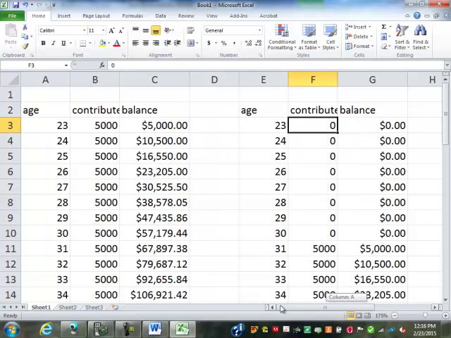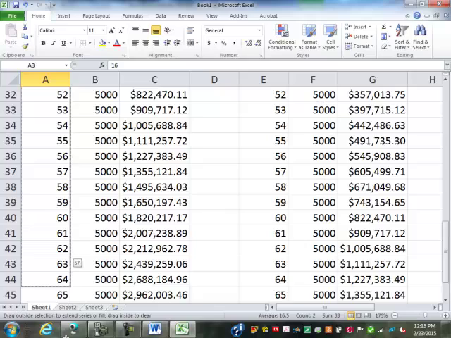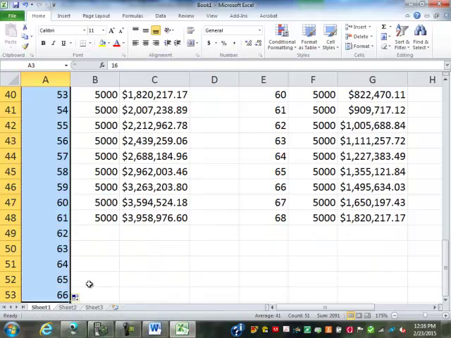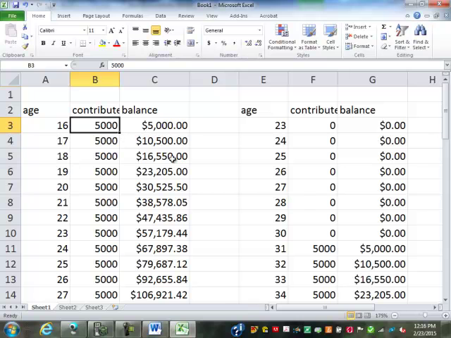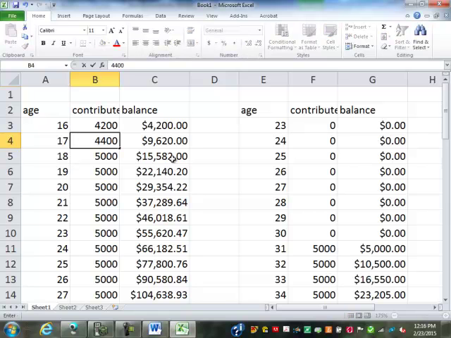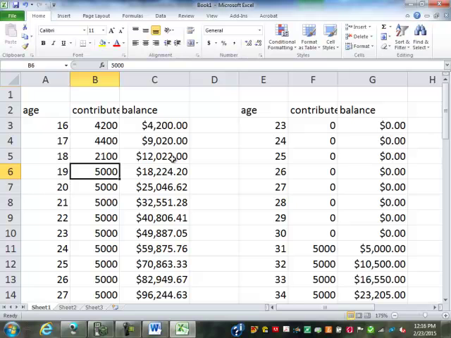And if you have someone who starts at 16, which is the minimum age, you have to be at least 16. And like I said, if you only make $4,000 for the year, you can only put away $4,000. So let's take this person here, and let's say that they're going to put away $4,200 or whatever is what they earned that year. So they'll take that money out of their college fund and put it away in retirement. And let's say they get another $4,400 the next year, and maybe $2,100 is all that's left in their college fund. So they put that away their third year when they're 18.